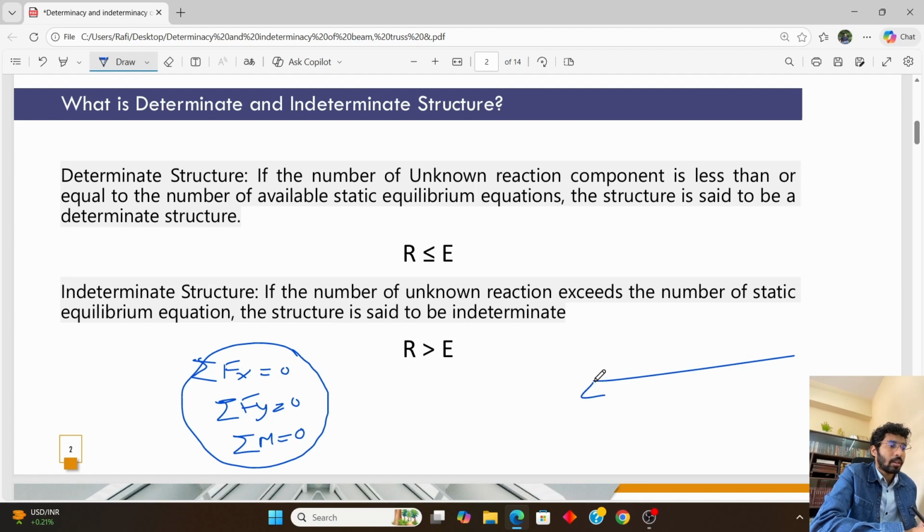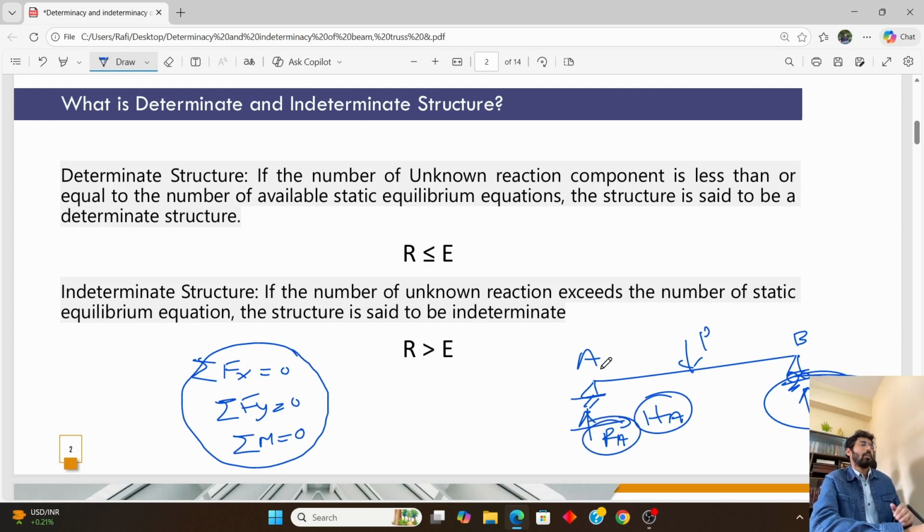Now we have to understand what the unknown reaction is here. Whenever we are trying to solve or analyze a beam, there is a point load acting here, and we have a total of three unknown reactions here. If this is A point and this is B point, they are R of A, H of A and R of B. So these are the unknown reactions. Whenever we are analyzing the beam, the support reactions will be the unknown reactions here.